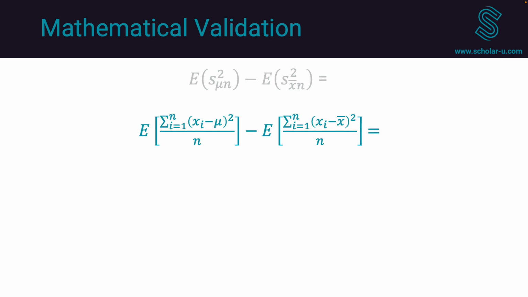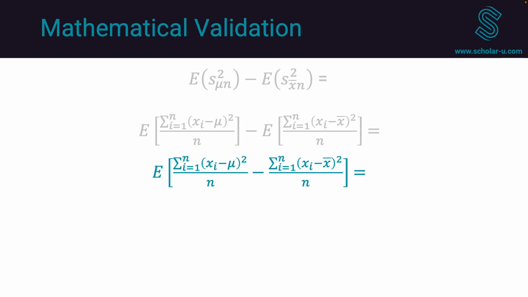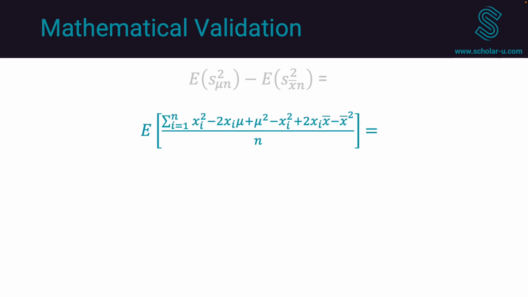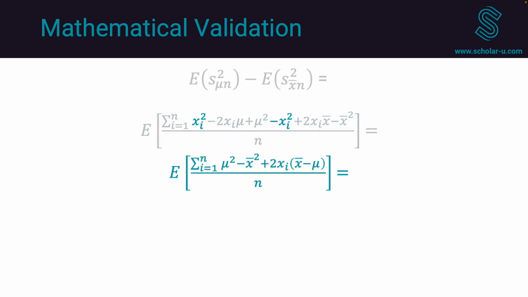Considering both equations where the denominator is n and the distinction lies in the utilization of the population and sample mean, we include both expressions within the expected value. Expanding the terms raised to the power of 2, we will move this up for more space. We rearrange the resulting expression.